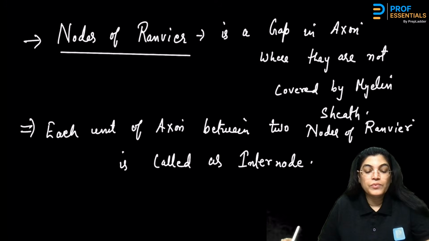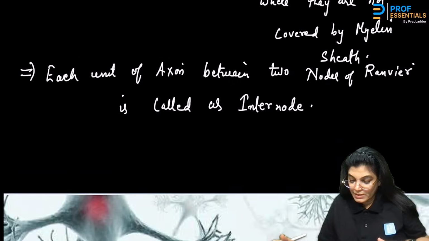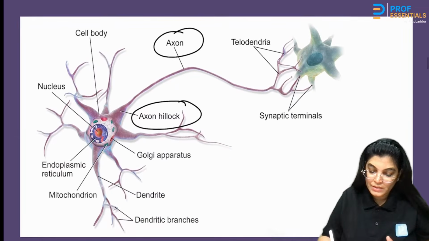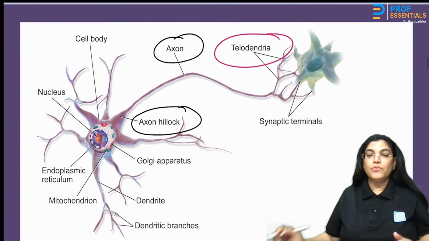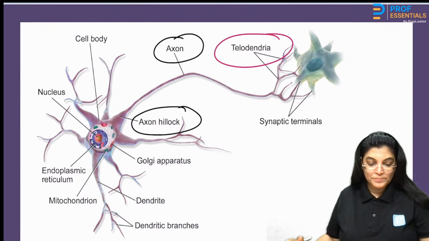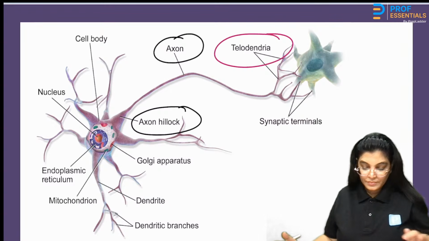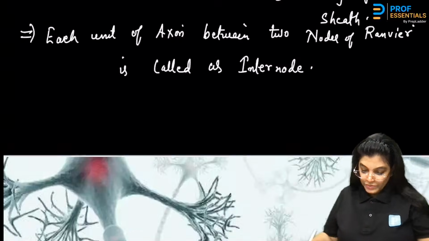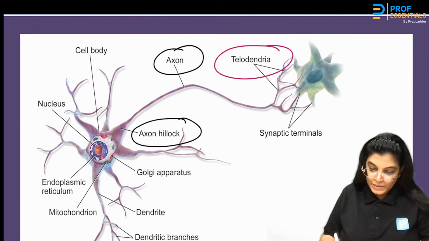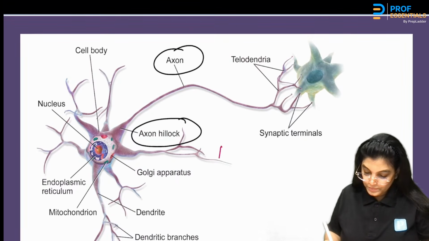Okay. Now, if I am talking about the termination of axon, it happens in the form of telodendria. So let's see the telodendria. See here. Can you see here? The termination of axons is in the form of telodendria. So that is important that you should note down. Okay. So what is telodendria? Please write down as a note point.